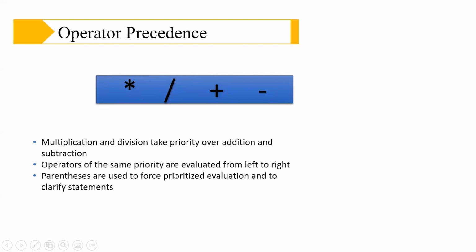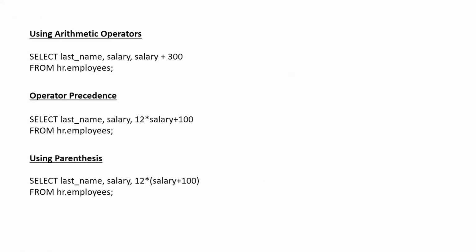Parentheses are used to force prioritized evaluation and to clarify statements. In the same expression, if you have multiply, plus, divide, and minus and everything, it becomes difficult to understand which is actually working first. For that, we use parentheses, or brackets, to force the prioritized evaluation and clarify the statements. Okay, let's see some examples now.